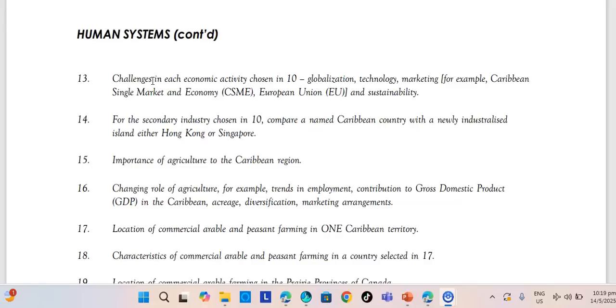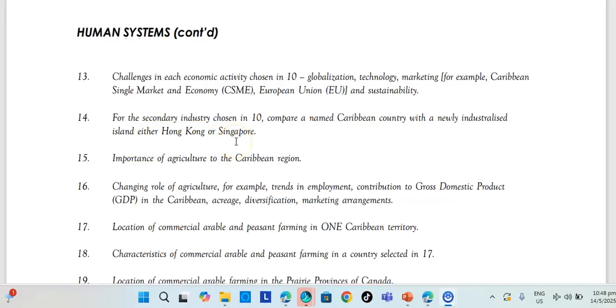Now we're going to look at the secondary industry chosen in Question 10: compare and name a Caribbean country with a newly industrialized island, either Hong Kong or Singapore. We're going to look at the comparison of a secondary industry in a Caribbean country versus a newly industrialized country. The Caribbean country we're going to look at is Trinidad and Tobago. For industry focus, we're going to look at oil refining, natural gas, and food processing.